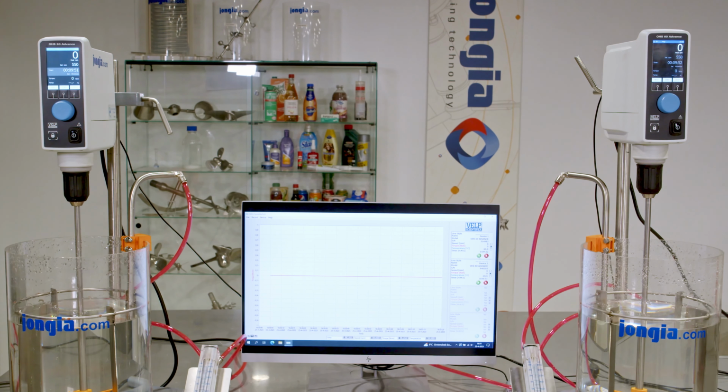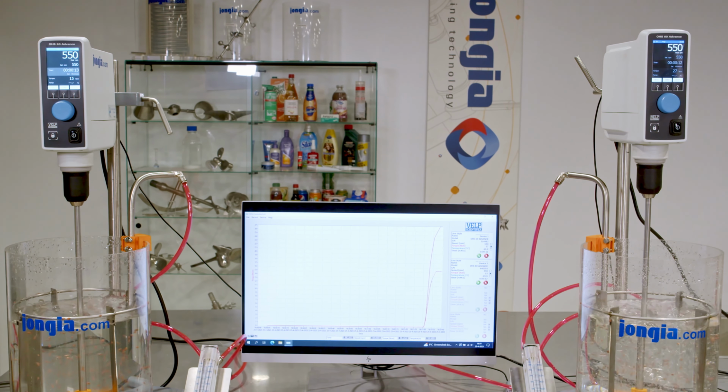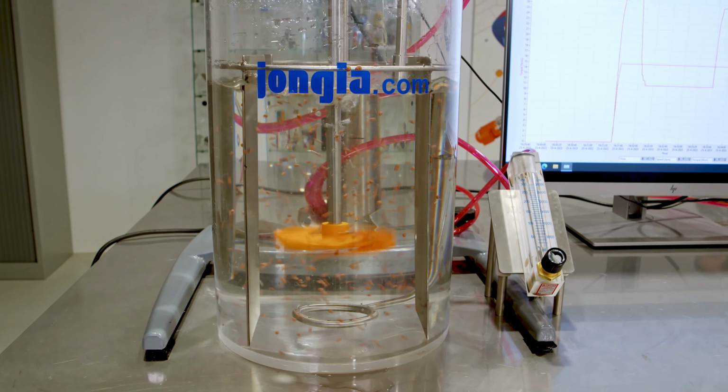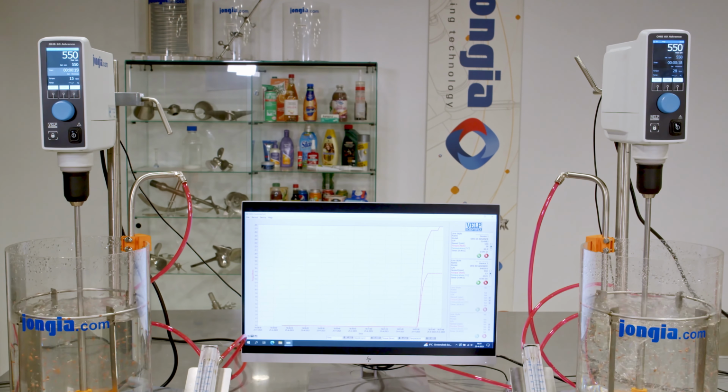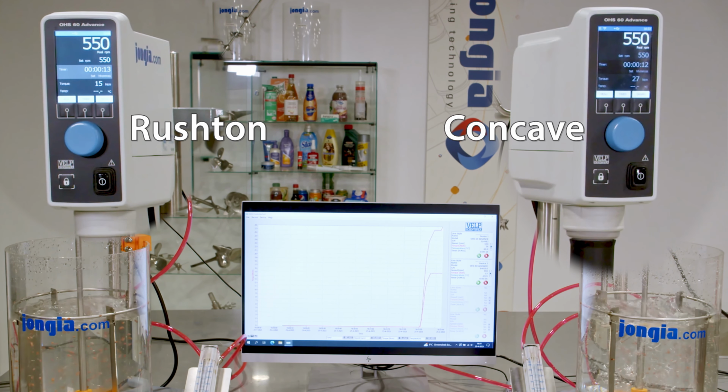The amount of Newton centimeters between these turbines will tell us the difference in performance as far as power consumption is concerned. As you can see, each turbine is running at 550 RPM. So far, we have not yet let the sparger start, so the turbines are running in 100% liquid without any gas. What we can see is that there is a difference in Newton centimeters between the 2 turbines.